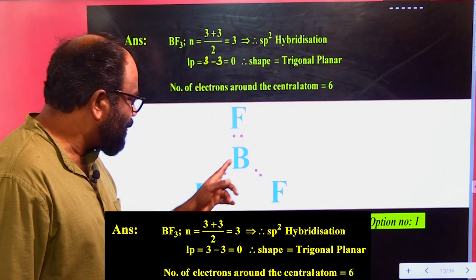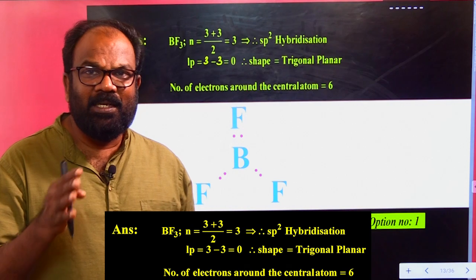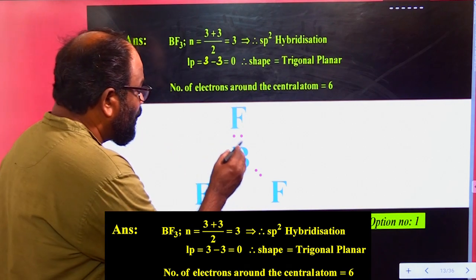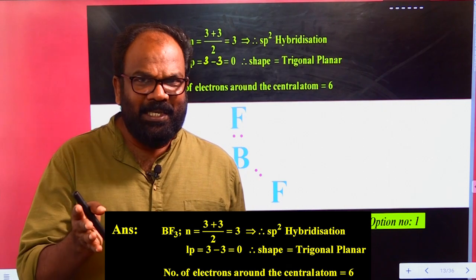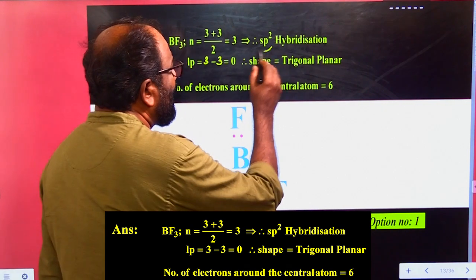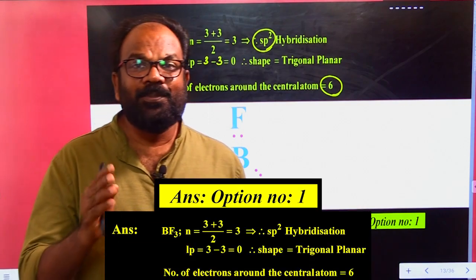This is a Lewis representation of BF3 molecule. The outermost shell of central boron contains 1, 2, 3, 4, 5, 6 electrons. So here the hybridization of boron is sp2 and the outermost shell contains 6 electrons. So here the answer is option number 1.